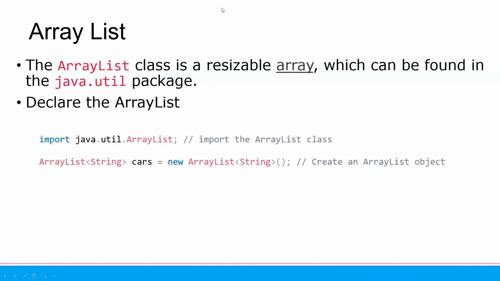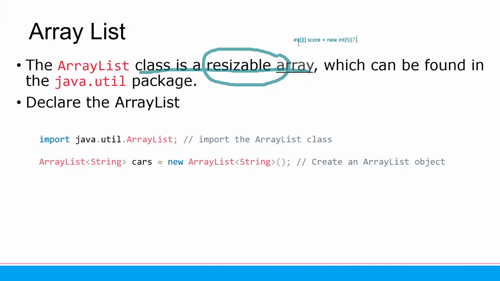The array list is a class with a resizable array. Do you know the meaning of resizable? Resizable means, if you know the array, I have integer scores equals new integer, and you need to define the value for the size. Okay, I want to set the size as 5, and then I want to set the size as 7.